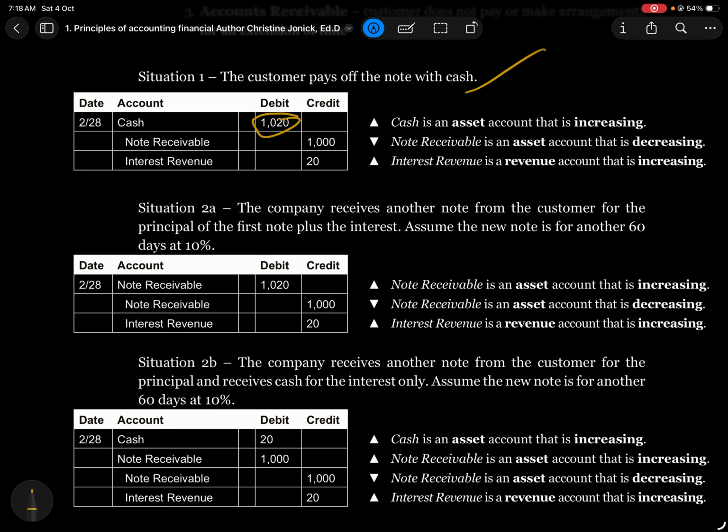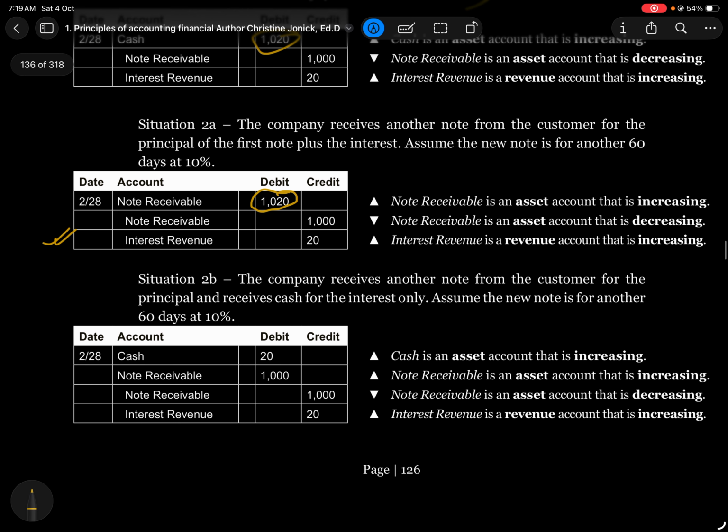But if it is not, and we receive another note receivable instead, we would have 1,020. If we are capitalizing that interest, it would look something like this: debit note receivable, credit note receivable, credit interest income. These are just multiple cases that they have given.